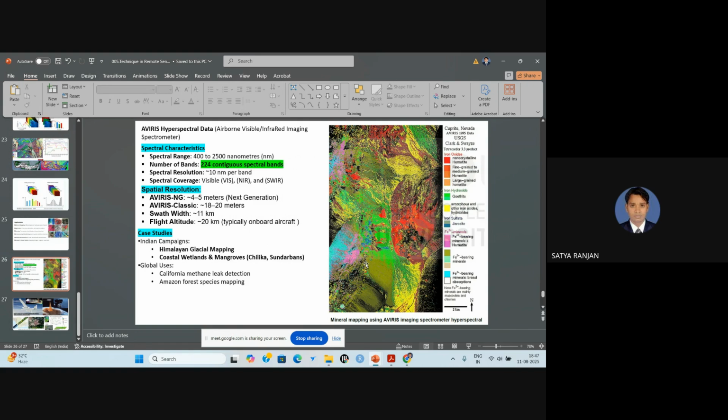So different satellite images and different bands are used for different remote sensing technologies, and their applications are also different. Specifically, hyperspectral is nowadays very useful for different applications due to the large number of bands present in the frequency. Okay, then we'll start the next class.